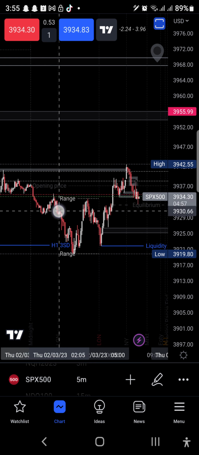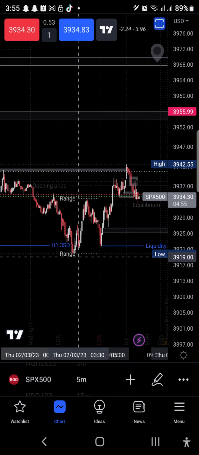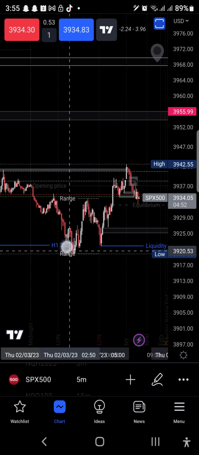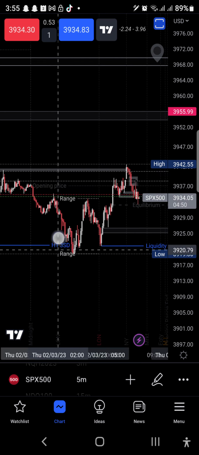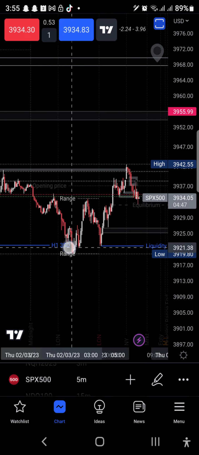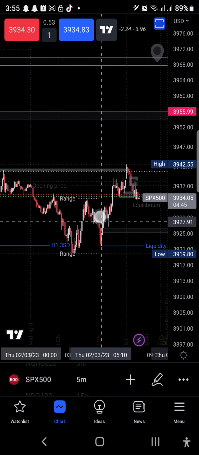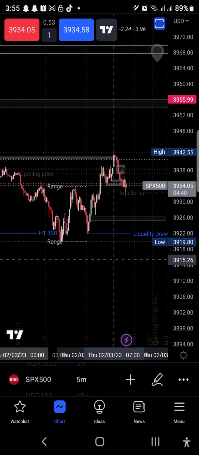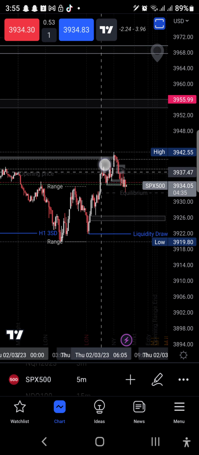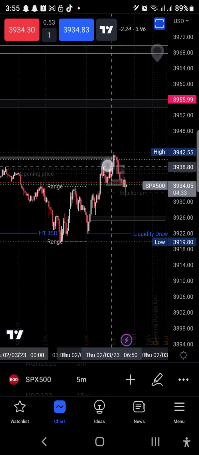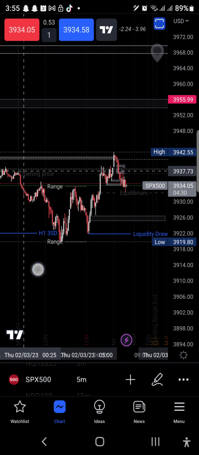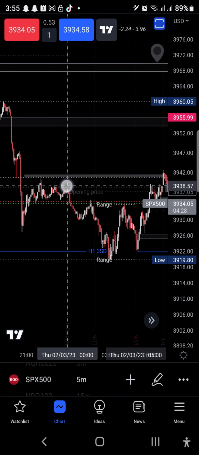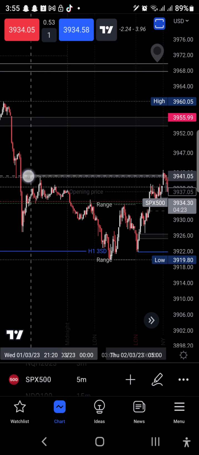We balanced at this fair value gap, kept digging into liquidity, dug into liquidity up until we collected the hourly 3 standard deviation point right here. So we market structure shifted, we went up here, and now when I'm looking at prices of SPX500 at 7 a.m., what did it actually do? It took the previous highs, these equal highs right here, and it took the highs created in the asian CBDR, and it took this high right here.